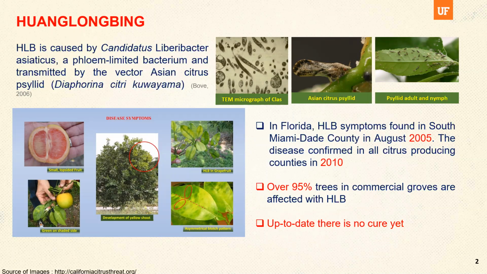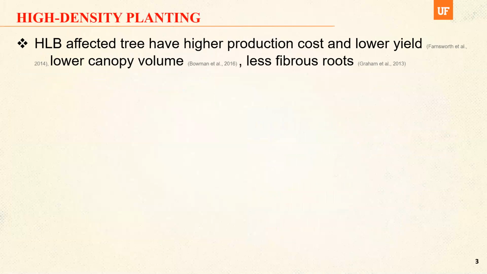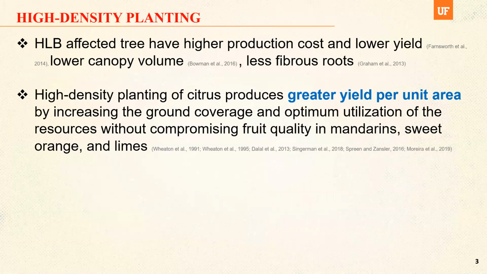Management of this disease relies on several approaches. One of the approaches is high density planting. It is very clear that SLB affected trees have higher production cost but lower yield. High density planting resulted in greater yield in mandarin, sweet oranges, and limes on an area basis without affecting the fruit quality. However, there is limited information available for grapefruit.